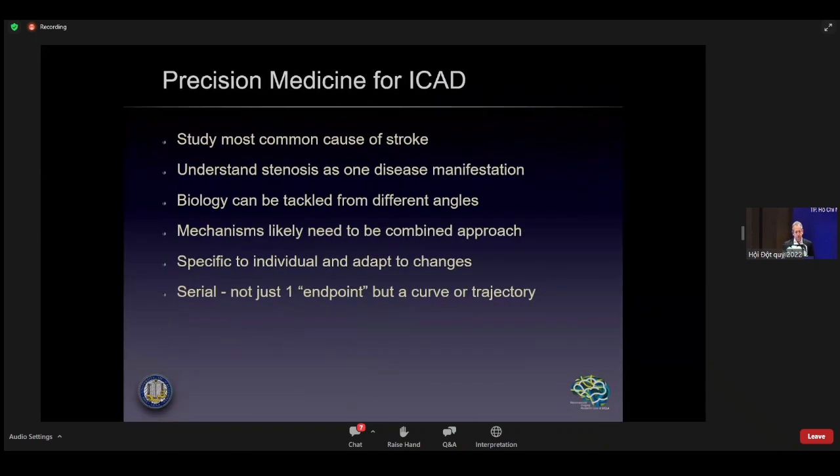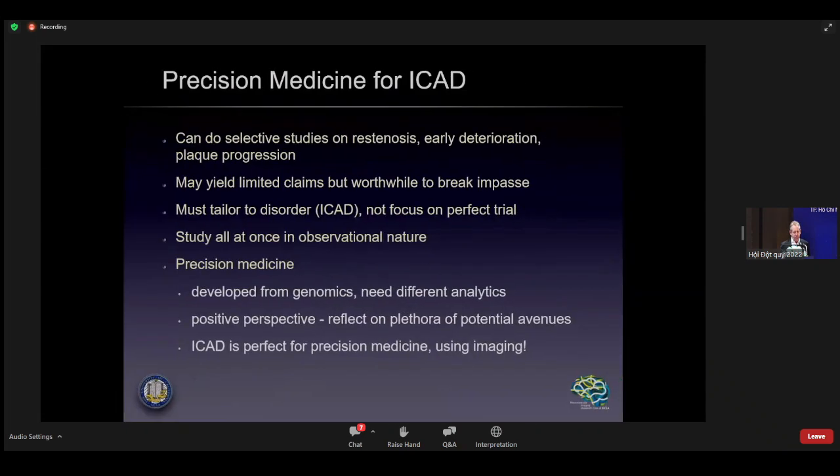So I'm going to end with a couple of thoughts. That precision medicine is an ideal. ICAD is an ideal platform or situation to employ precision medicine. It's important for us to study the most common cause of stroke worldwide, not just in Asia, but around the world. Understand that stenosis is just one manifestation of this disease. It manifests, as I showed you, differently, with diffuse disease, with calcifications or mineralization, and not always the same way. And that we have to be able to understand the mechanisms in individual patients and try and tailor our therapies for those mechanisms of recurrence.